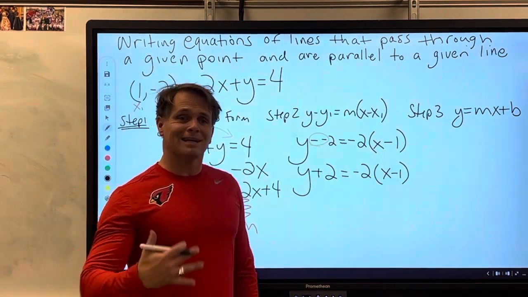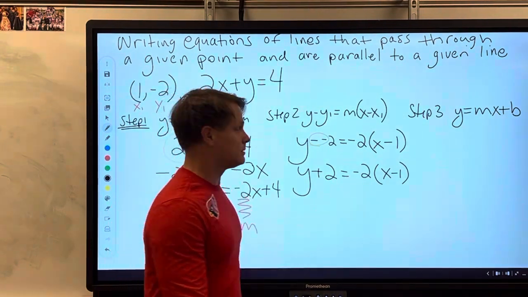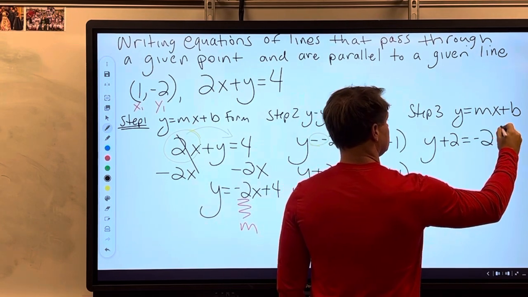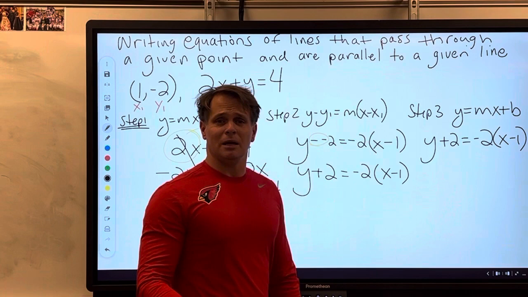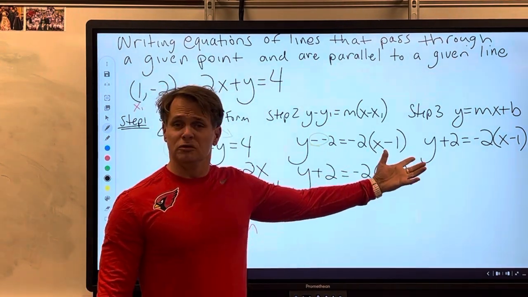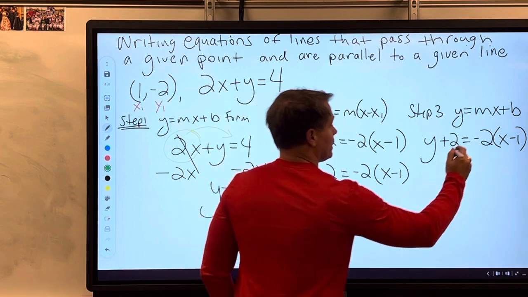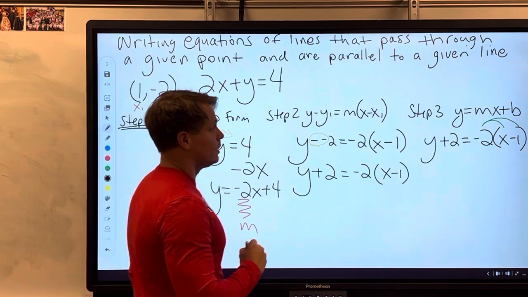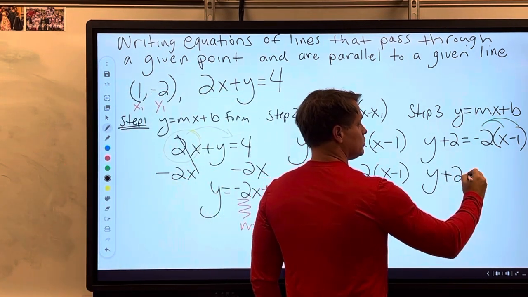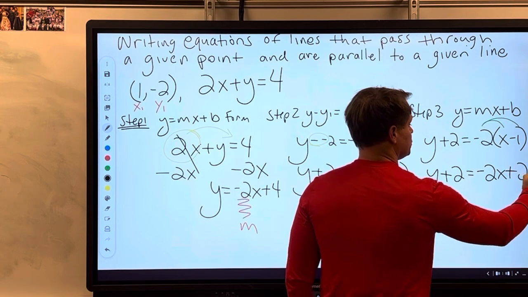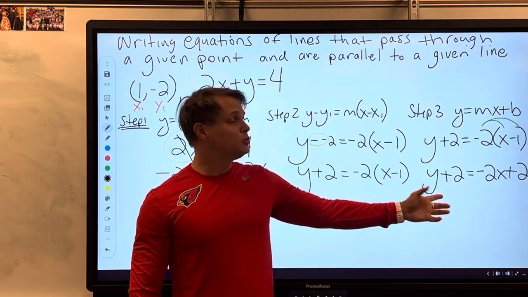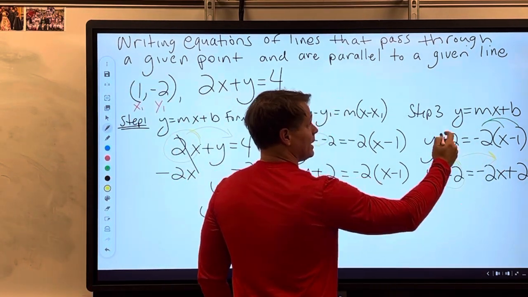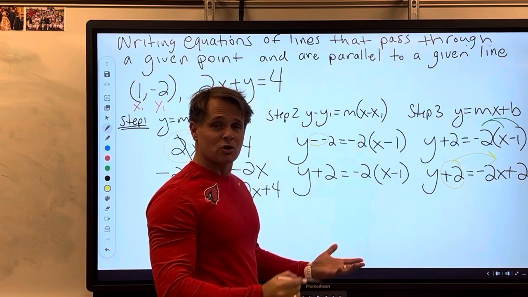So the step 3, our last step, I'm going to simplify this. Got y plus 2 equals negative 2x minus 1. And I'm going to do the same thing that I did last time. I'm going to just do the distributive property. I'm going to multiply negative 2 times x and negative 2 times 1, negative 1. So I got y plus 2 equals negative 2x plus 2. How do I undo a positive 2? I got to get that positive 2 on the other side. I need y by itself. Subtract 2.